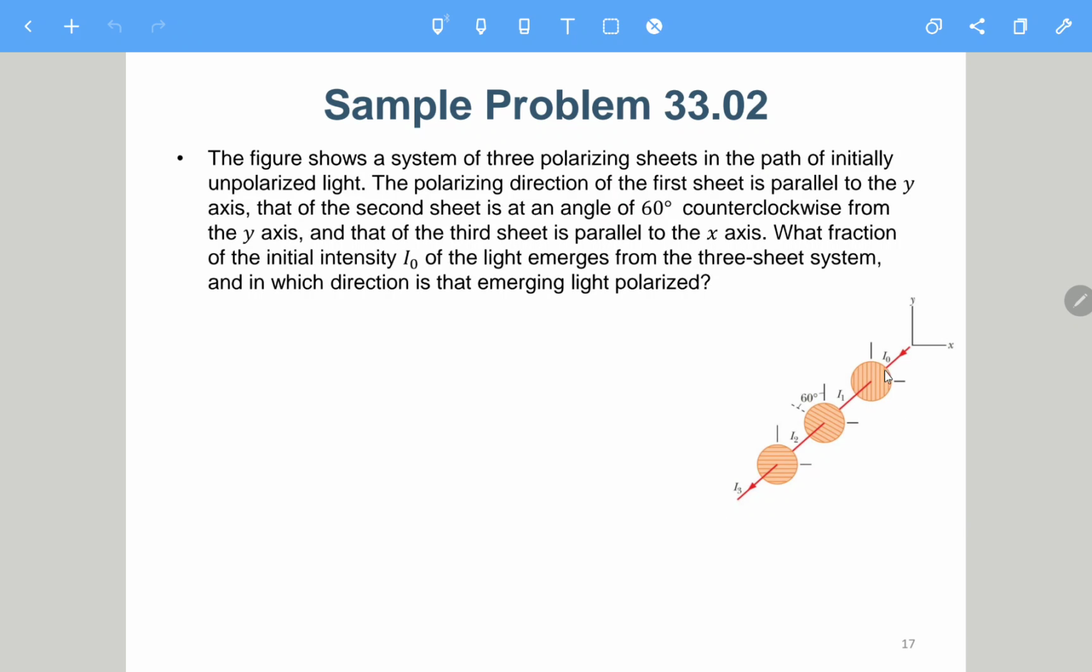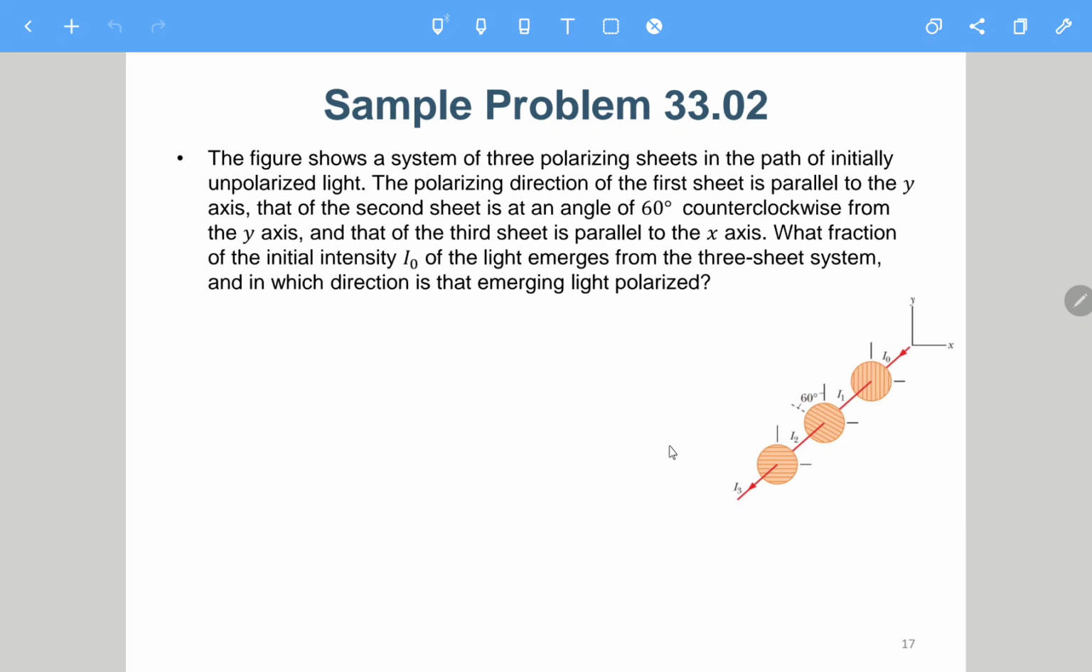So this one is parallel to the y-axis, and the second sheet is at an angle of 60 degrees counterclockwise from the y-axis. So this one is 60 degrees, and then the third sheet is parallel to the x-axis. So this is horizontal, this is vertical. And what fraction of the initial intensity I0 of the light emerges from the 3-sheet system, and in which direction is that emerging light polarized?